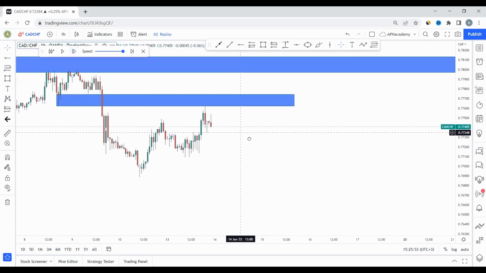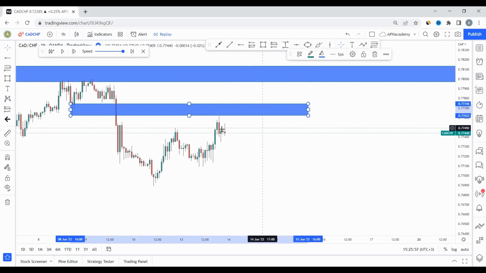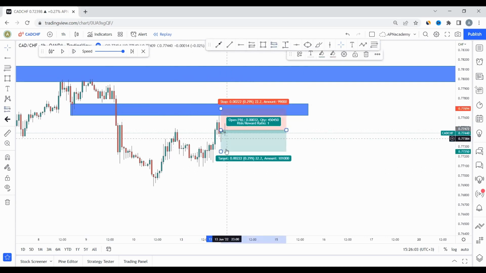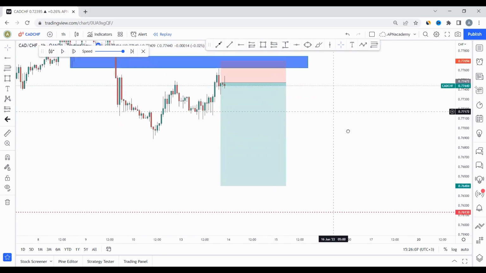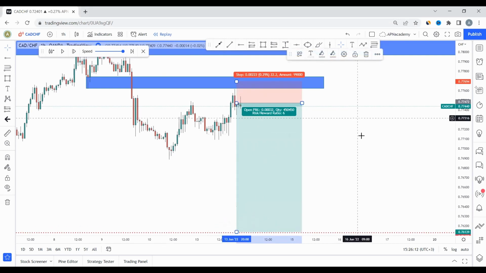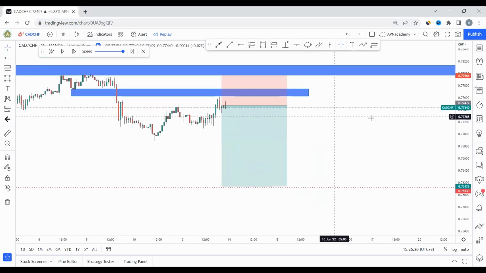So the market came here. Let me just draw this properly. The market came here, and this is when you can take your trade. So we're going to take our first entry here, and then we shall have a 1, 2, 3 minimally. So our stop loss can just be above this area here.